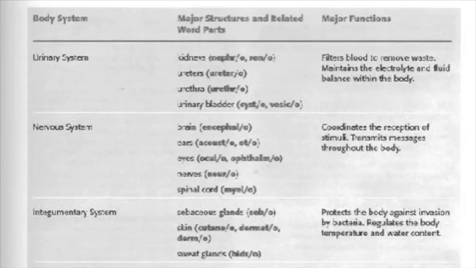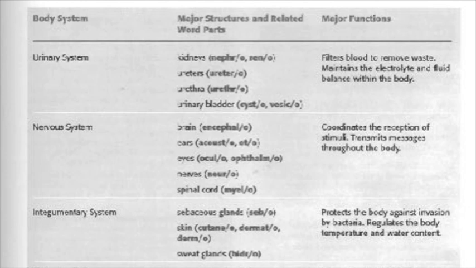The urinary system filters blood to remove waste, maintains the electrolyte and fluid balance within the body. We have the kidneys, which help filter blood, with the word root nephro, or reno. We have the ureters, which connect your kidneys to your bladder, with the word root uretero.